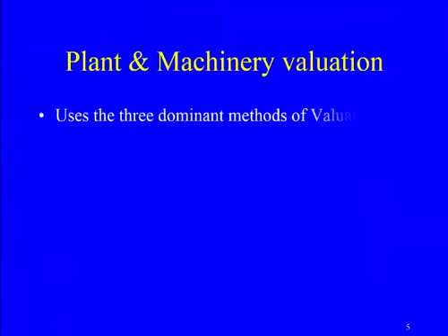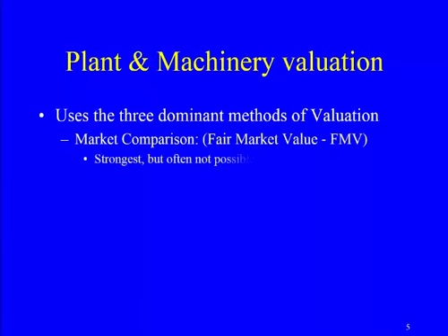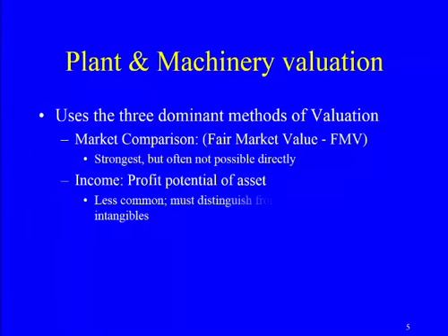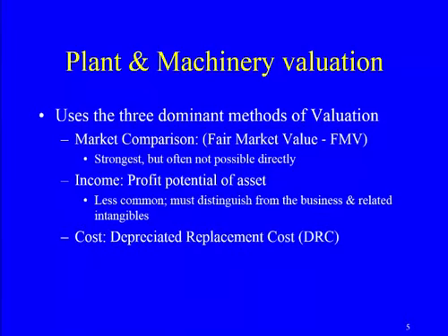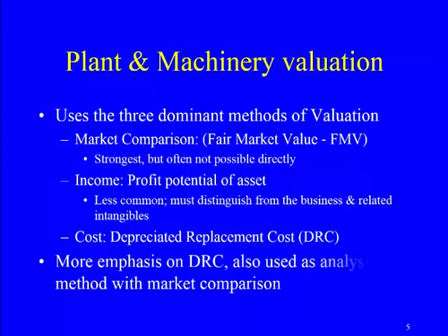Now, despite the fact that plant and machinery valuation or chattel valuation covers an extremely wide range of objects, it still comes back to the three dominant methods of valuation that we've met elsewhere. And they are the market comparison method, which is the strongest, and one way or another we almost invariably are using market information even when we're using the other systems. Then comes the income method, and that relates primarily to the profit potential of an asset, excluding the business that the asset might be used in.